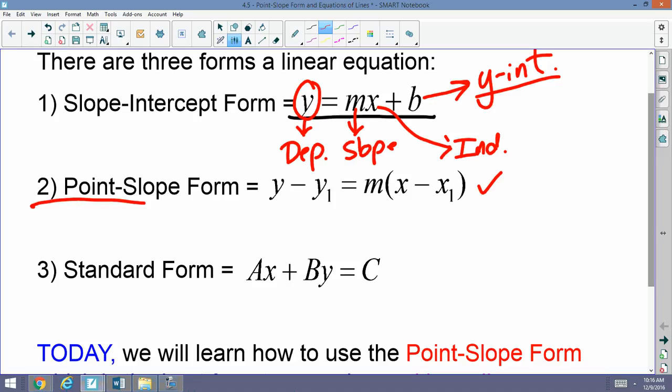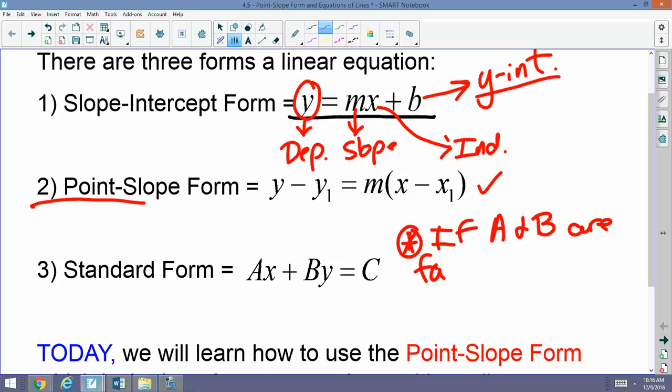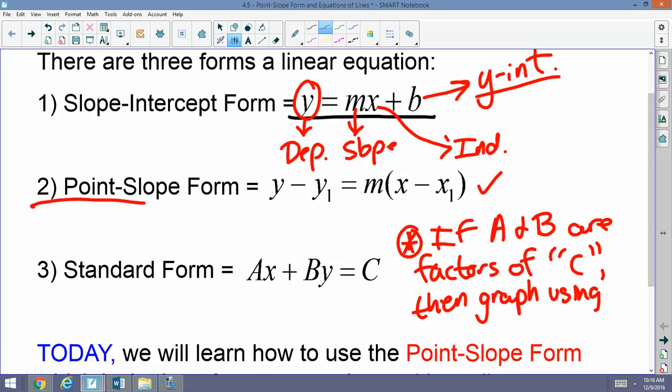The power of the standard form is if and when a and b are factors of c, okay? If a and b are factors of c, then graph using intercepts. So if you think about that, the standard form is quite powerful, especially if you had something like this.